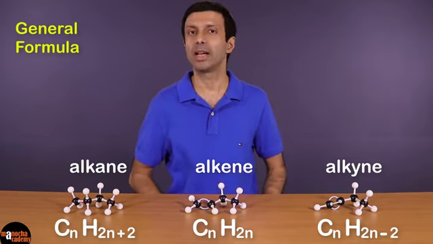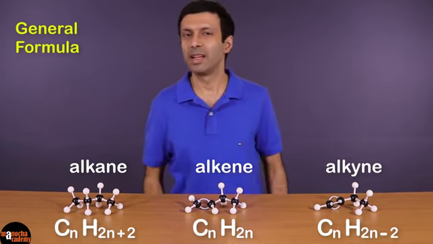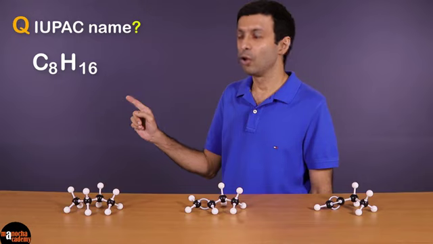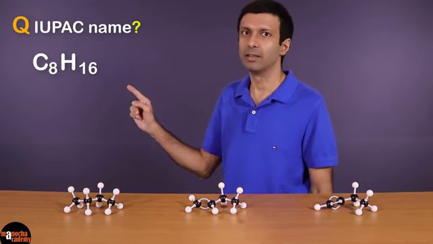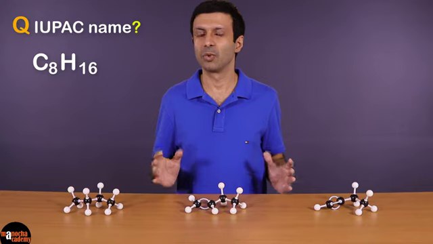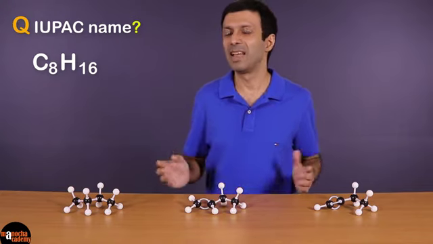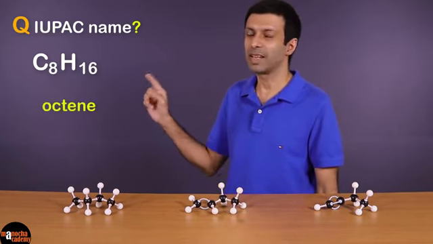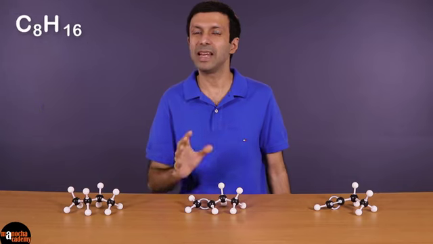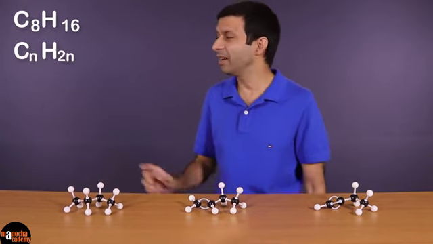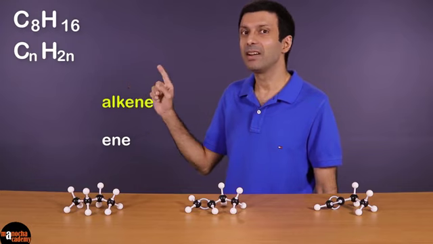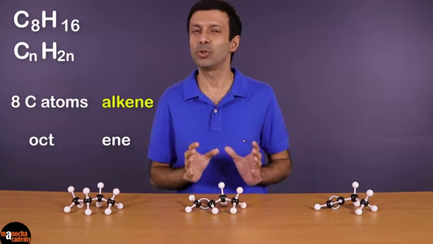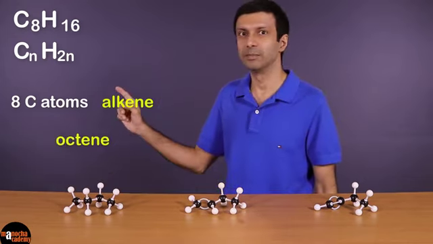Now let's see how we can apply these formulae for naming. Can you name this compound? C8H16. Note that we are only given the molecular formula, not its structure. So what's the IUPAC name going to be? That's right. The name of this compound is octene. Can you see that it fits into the pattern of CnH2n? So it's an alkene. And there are 8 carbon atoms. So the name must start with oct. And combining the two, we get the name as octene.